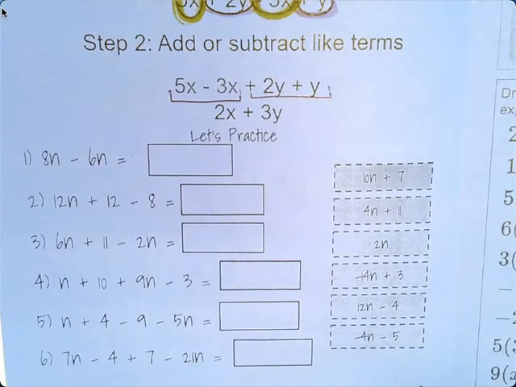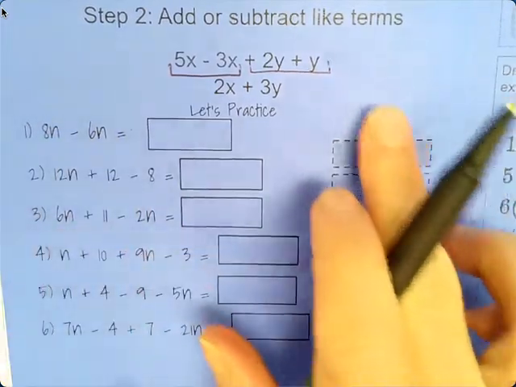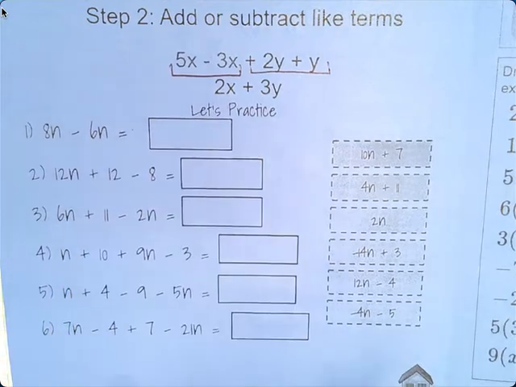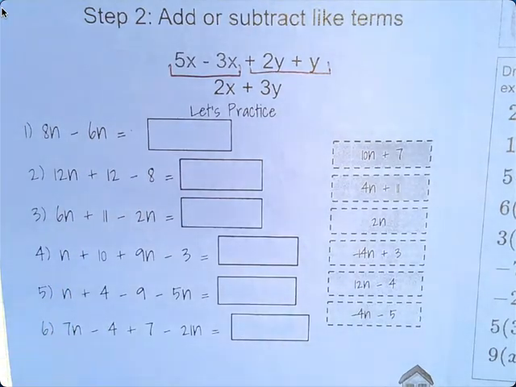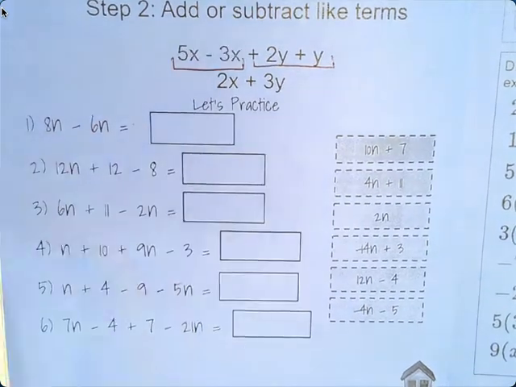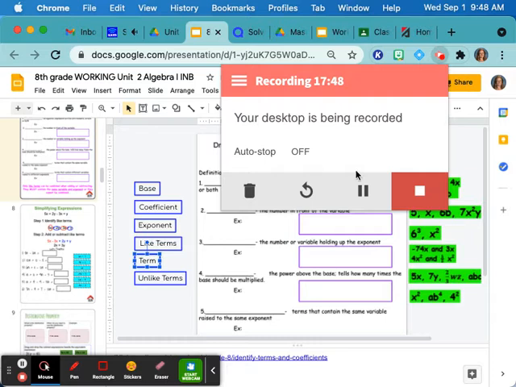So now we have 6 problems that we're going to practice with. You will combine like terms, and these are your answer choices. You will put them in the box. We don't have to cut anything out. On the digital one, you're dragging and dropping. So I'm going to give you a few minutes to do that. So I'm going to pause it.